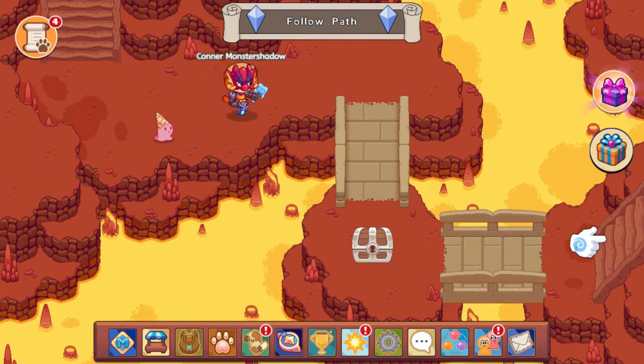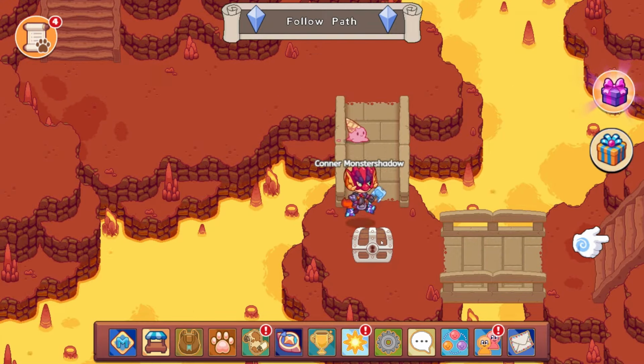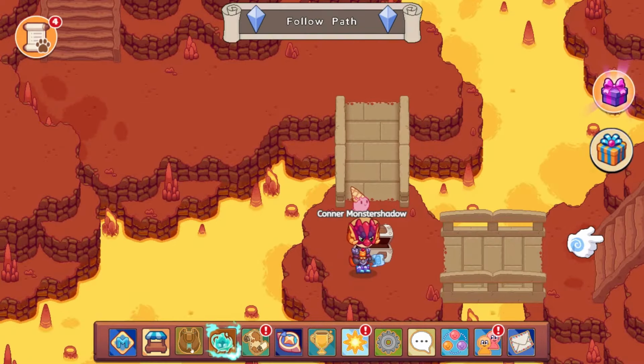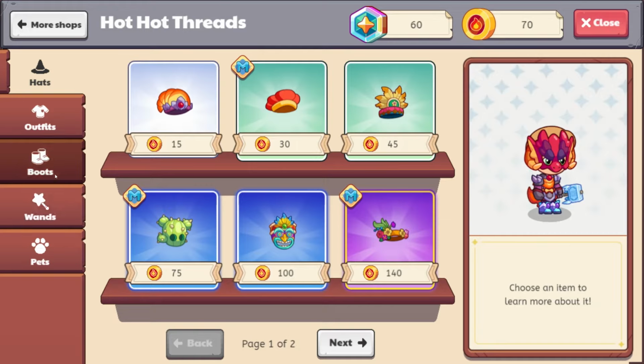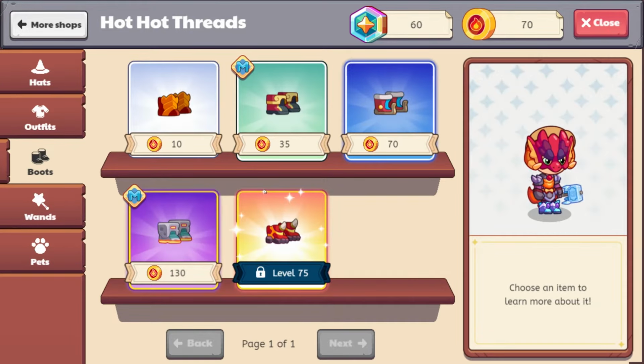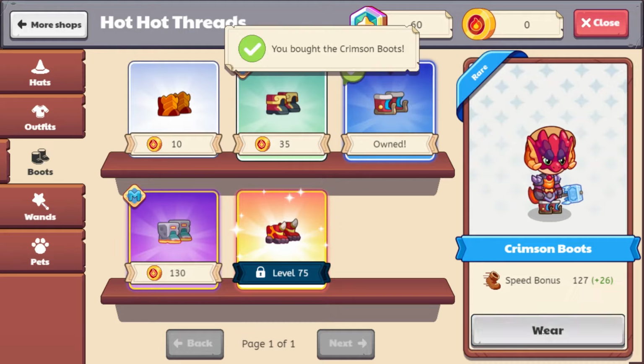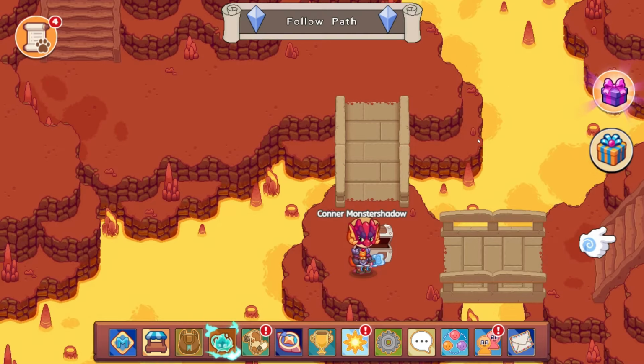We'll open up this chest. All right, 200 gold. I think I should be able to buy the better shoes now, so let's go ahead and come on over here, get our boots on. We have 70 exactly, so let's go ahead and buy that, wear that, and then we'll continue onwards.